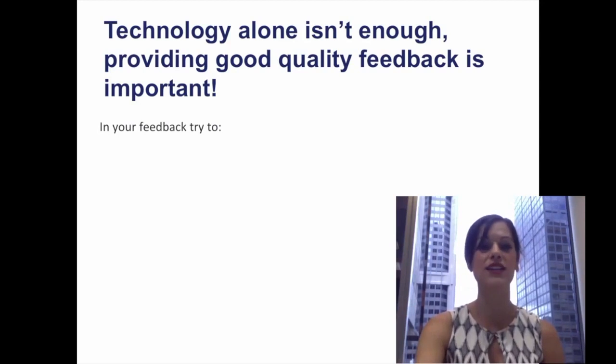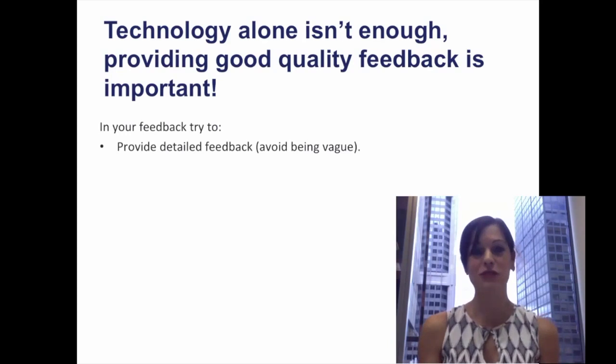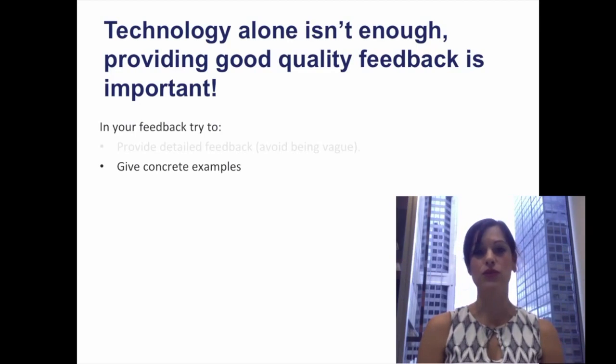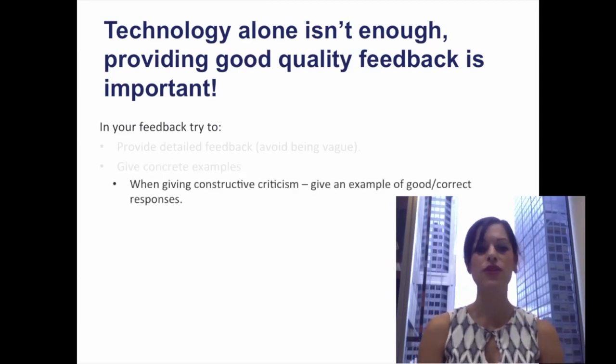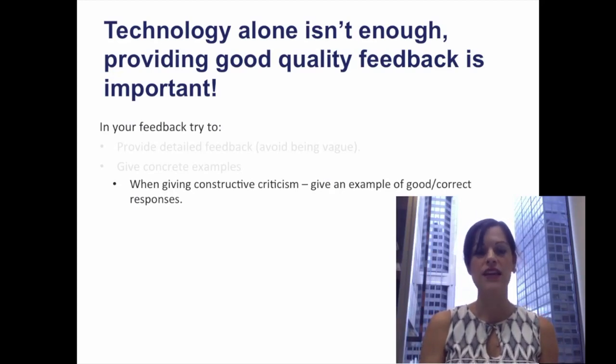So some of the things that we try and do is we try to make sure that we provide detailed feedback. That is, we try and avoid being vague. And we do this by actually providing the students with concrete examples with any statements that we make about their piece of work. And this could be for a positive statement or a negative statement. So for example, when giving constructive criticism, we try and get our markers to make sure that they give an example back to the students of what they're expecting to see. What would be a good example or a correct response for this particular question? And this really helps the student to understand where they've gone wrong in their response.